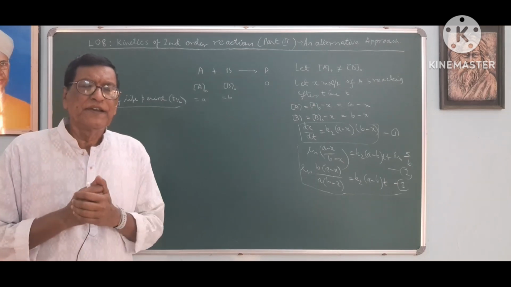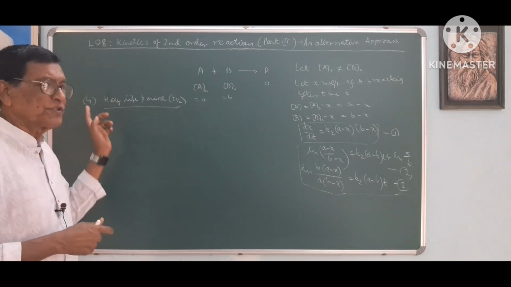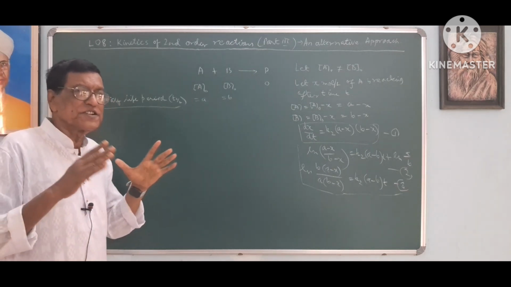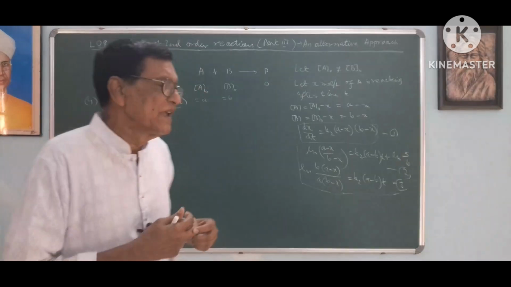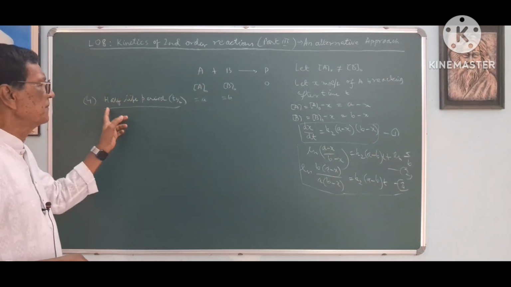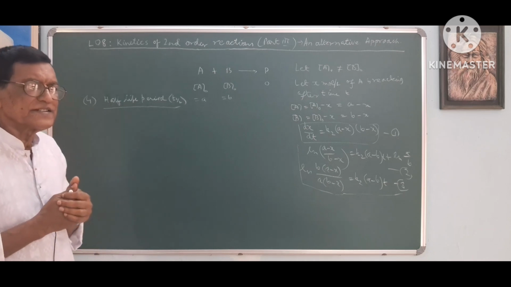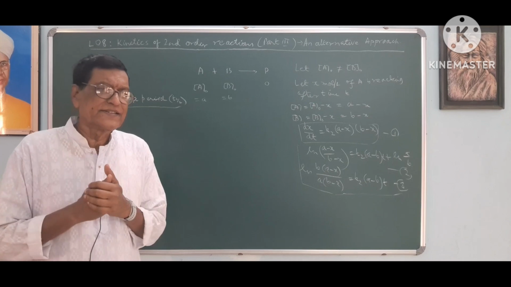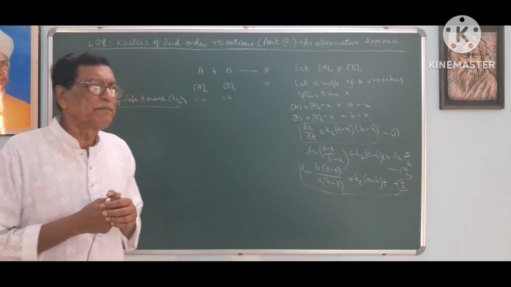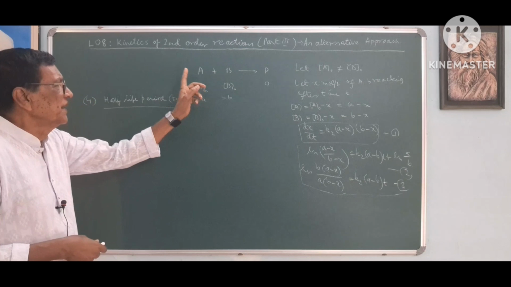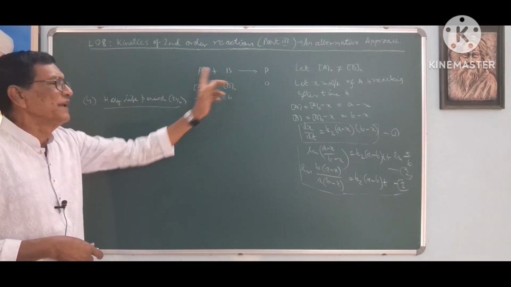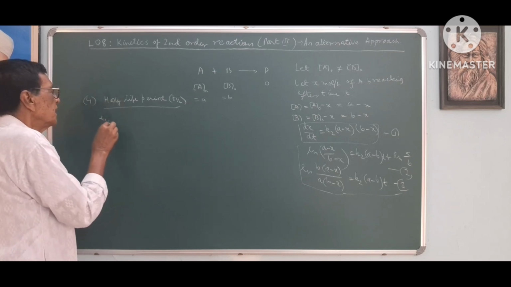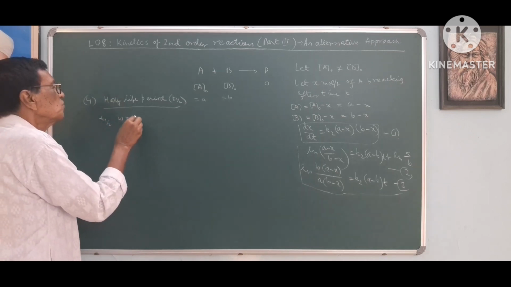Now, we come to the fourth feature of second order kinetics, when the concentrations of the reactants are not equal, and this fourth feature is the half-life period. This type of reaction has as such no half-life period, but we can calculate the half-life period either with respect to A or with respect to B. Say, t half with respect to A.